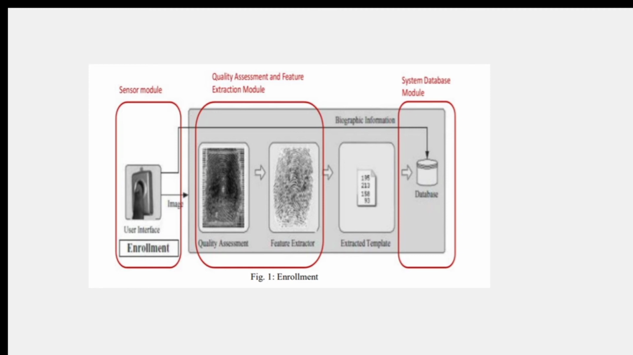Here is how it is stored. First of all, the user has to give his or her fingerprint. For example, I'm talking about a fingerprint scanner. The fingerprint goes to the sensor module, which senses the finger and gives it to the extraction module. Quality assessment and feature extraction take place in this extraction module. It extracts the template from the finger and stores it in the database system. So this is about enrollment.